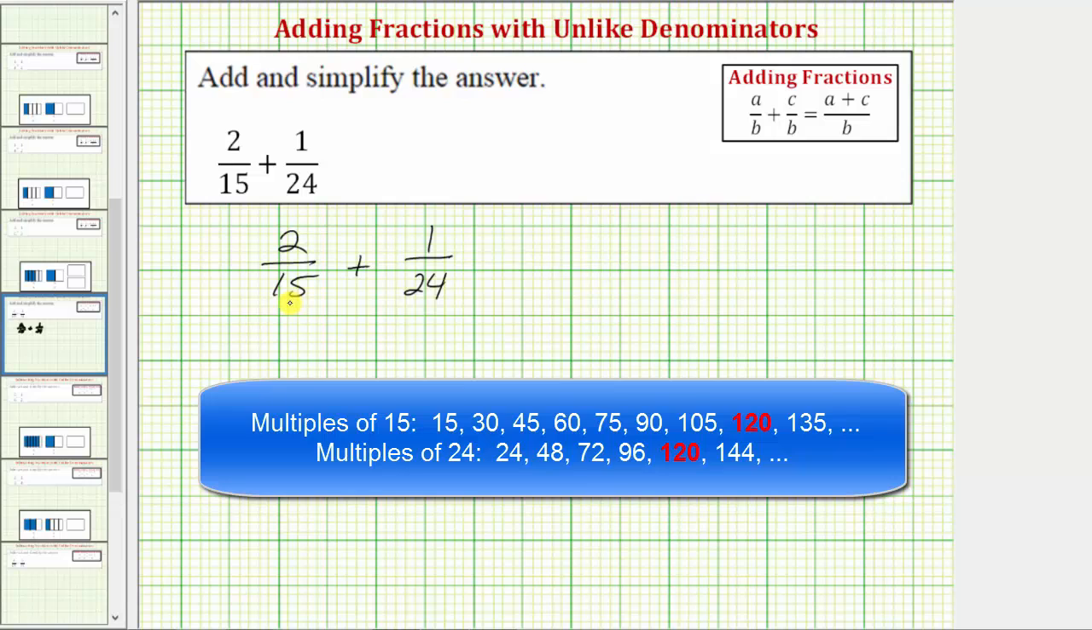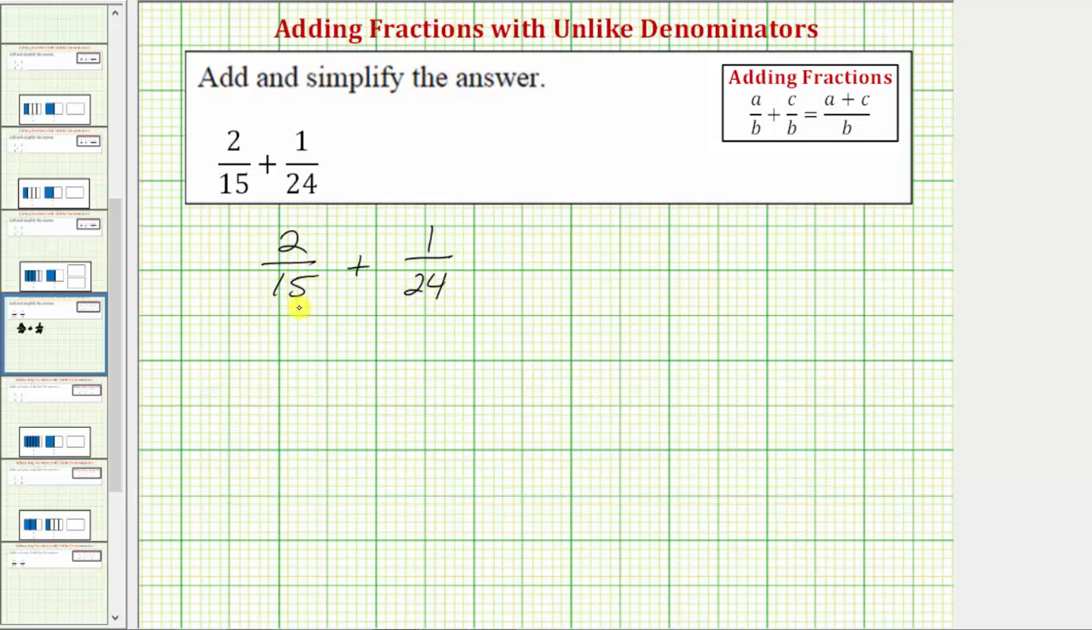So we could list multiples of 15 and multiples of 24 and recognize the least common multiple is 120, but for this example, let's build the least common denominator by using the prime factorization of the two denominators. So let's first find the prime factorization of 15 and 24. 15 is equal to 3 times 5, both are prime. For 24, let's begin with 4 times 6. 4 is equal to 2 times 2, both are prime. And 6 is equal to 2 times 3, both are prime.